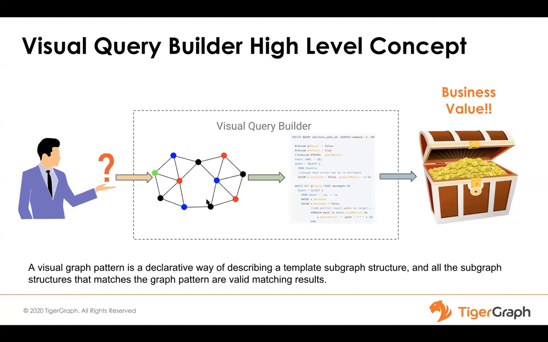So let's look at some of the high-level concepts. What a visual graph pattern is really, we're using a declarative way of describing the template subgraph structure. And then all the subgraph structures that match the graph pattern are the valid matching results. This is the underlying concept behind the Visual Query Builder. Currently we have vertex patterns, edge patterns, and also others such as field state, limit.